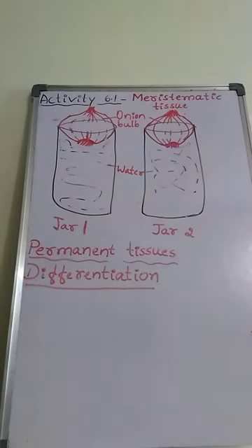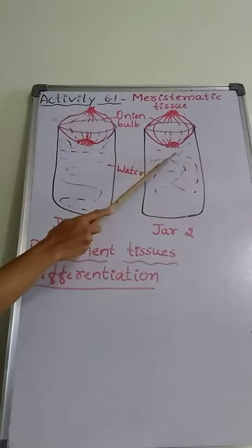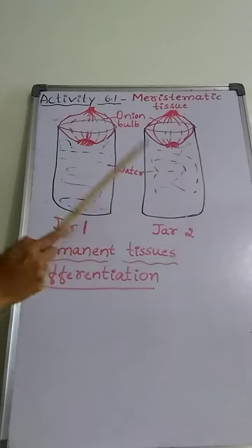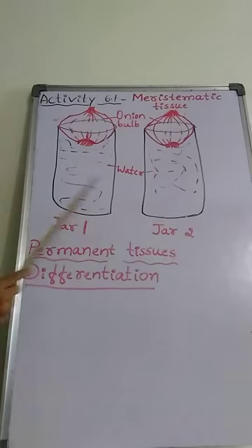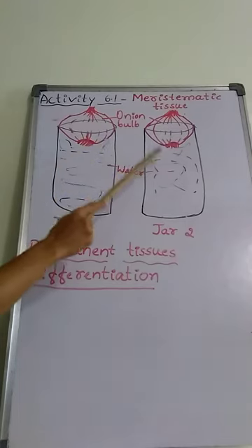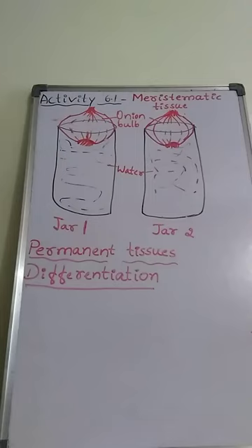Cut the root tip of the onion bulb present in the second jar for about 1 centimeter. Then place the setup aside and observe the growth of the roots in both the jars. After that, on the 5th day and 6th day, measure the length of the roots of the onion bulbs.